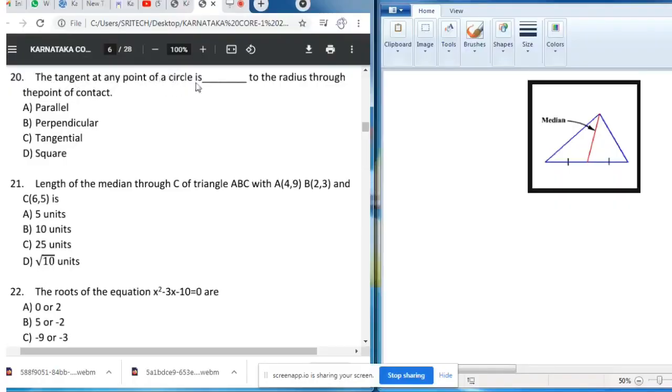The tangent at any point of a circle is perpendicular to the radius through the point of contact. So it's a basic question. 20th question, correct answer is B, perpendicular. Moving on to the 21st question.